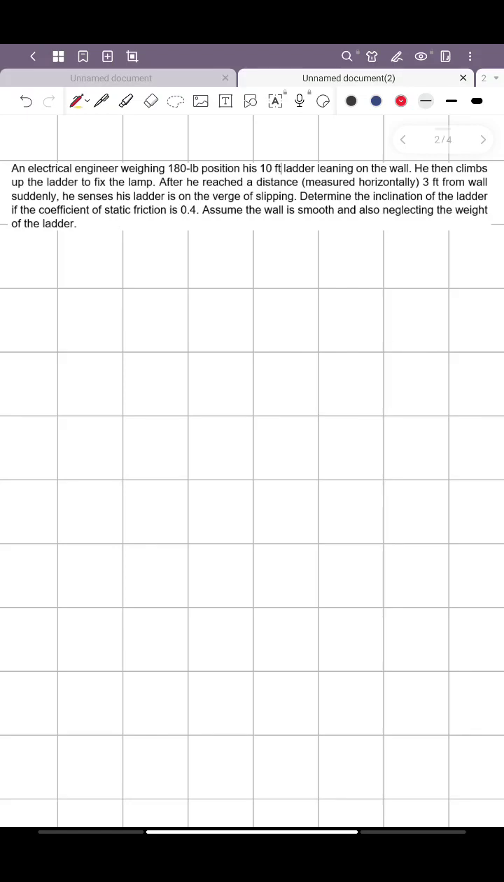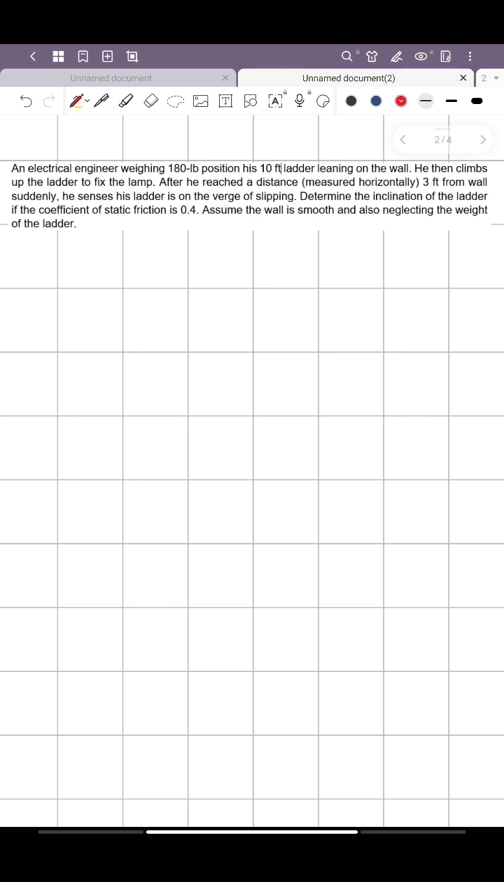I have an example here of a friction problem for engineering mechanics. Let me read the problem first. Sinasabi dito, an electrical engineer weighing 180 pounds positions his 10 feet ladder leaning on the wall. Then he climbs up the ladder to fix the lamp. After he reached a distance measured horizontally 3 feet from the wall, suddenly he senses his ladder on the verge of slipping. Now, let us determine the inclination of the ladder if the coefficient of friction is 0.4. Assume the wall is smooth and neglecting the weight of the ladder.